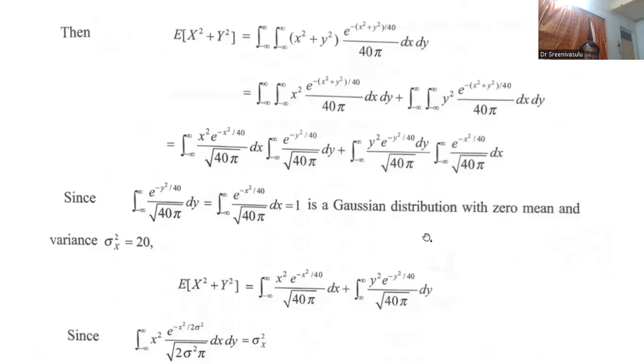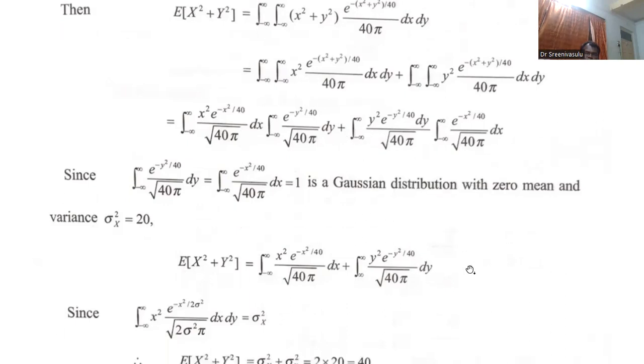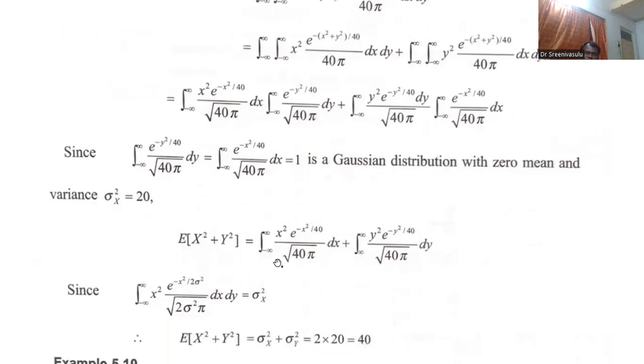Now, after substituting the value, observe the remaining terms here. It is equal to the integral from minus infinity to plus infinity. Already this function, e power minus x square by 40 by root of 40 pi, is 1. This one is with respect to dy and this is with respect to dx, so it is already done. Again, you see the remaining terms.